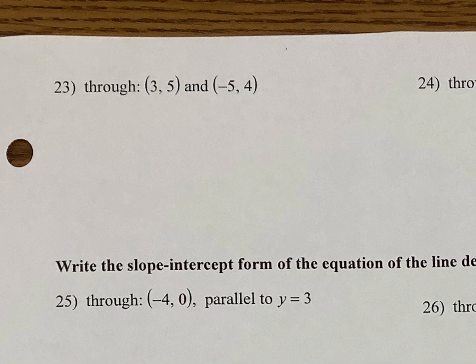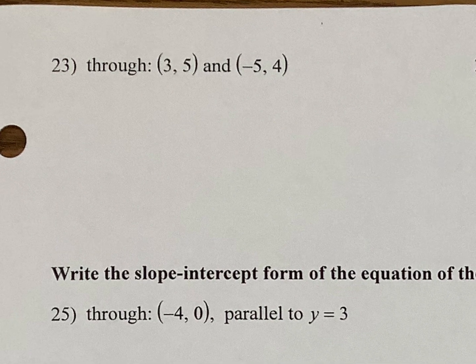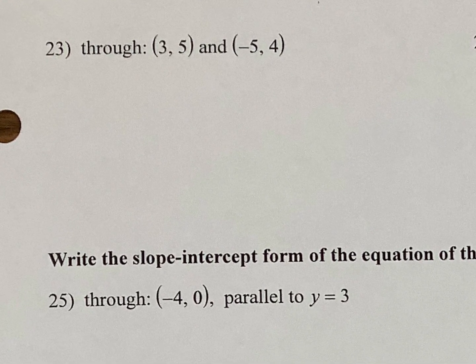Let's go ahead and take a look. On 23, what we're doing is you have to start with step 1 by finding the slope. These 2 points are on the line. If you were to graph it, we want the equation of the line that goes through those 2 points. So step 1 is finding the slope. Let's find the slope by doing y sub 2 minus y sub 1, x sub 2 minus x sub 1. So 4 minus 5.